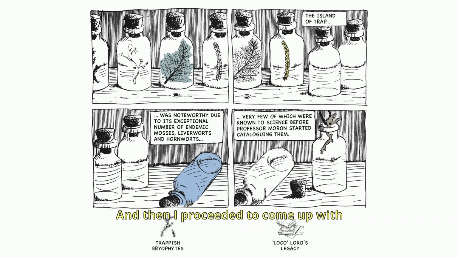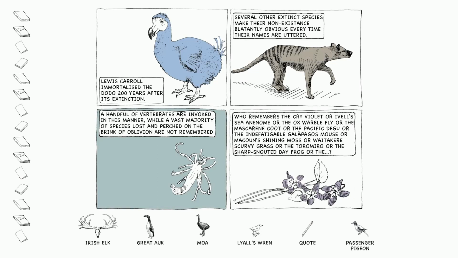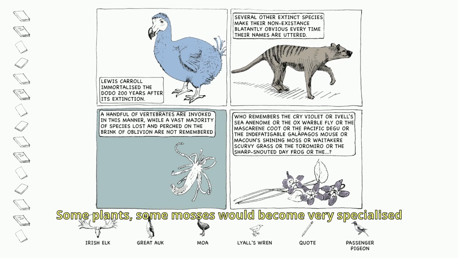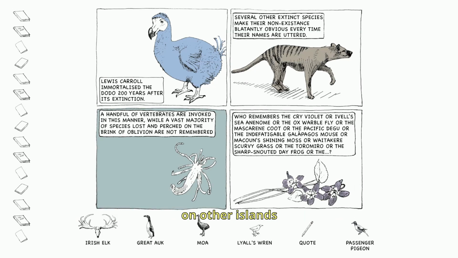And then I proceeded to come up with the flora and fauna for the island based on the rules of island biogeography. So how many animals can exist on an island this small, how they could get there, what would happen to them once they got there. So some birds would lose the ability to fly, some plants, some mosses would become very specialized to certain locations on the island and diverge, become completely different from plants and animals on other islands.